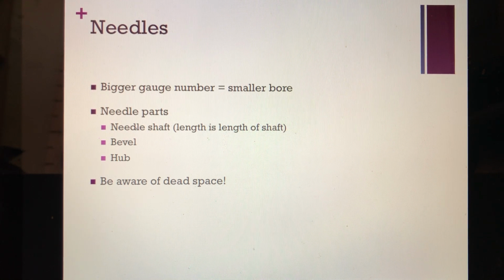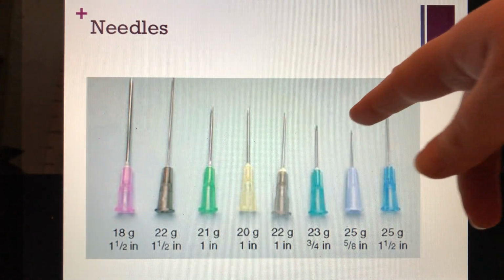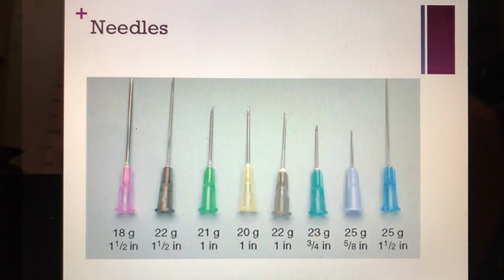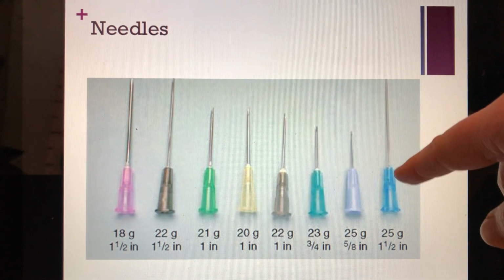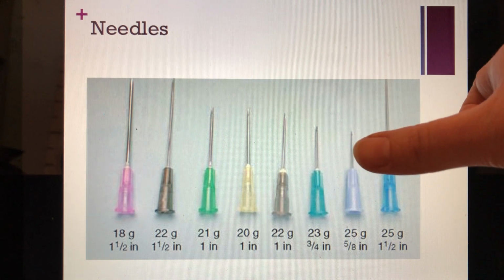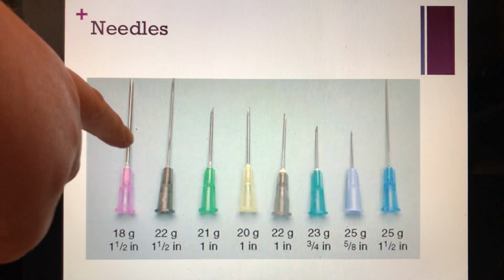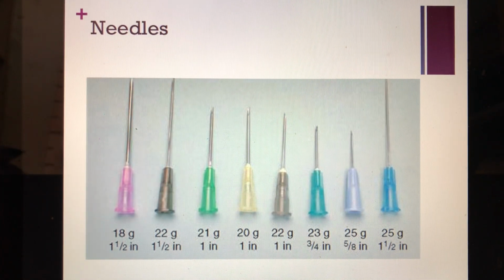But one thing that's important to know about needles is that the bigger the gauge number, the smaller the bore. So the bore is like the distance around of the needle. You can see here our 25 gauge needles are nice and skinny, right? They're not very big and thick and wide. But this guy over here, that's an 18 gauge needle. That one's pretty big and significant.